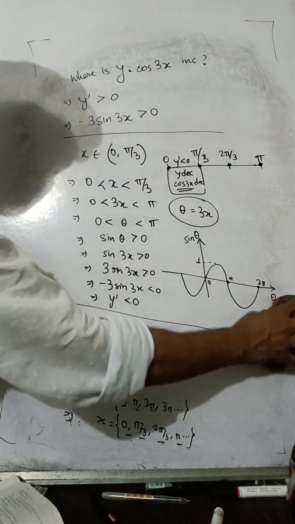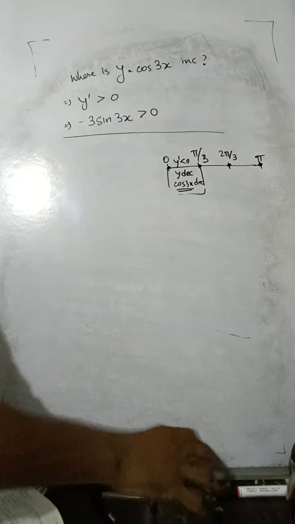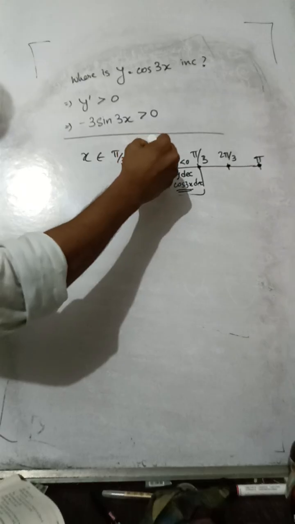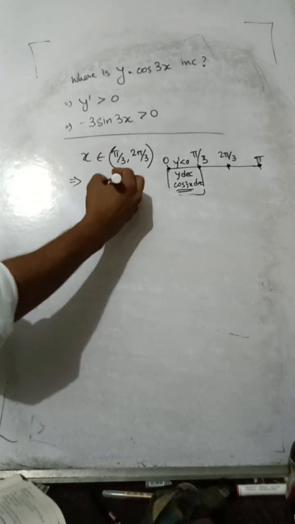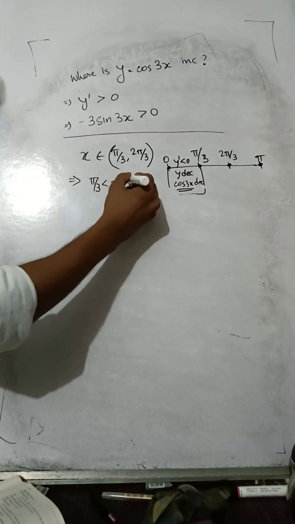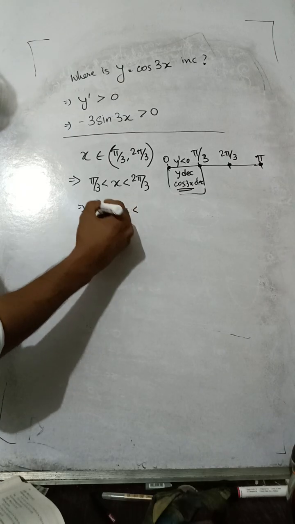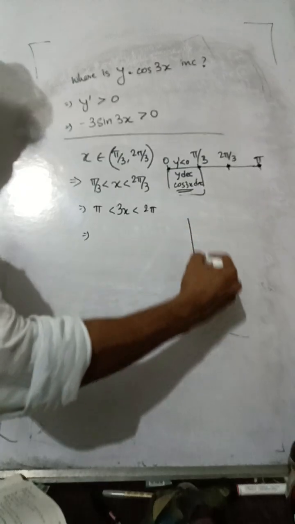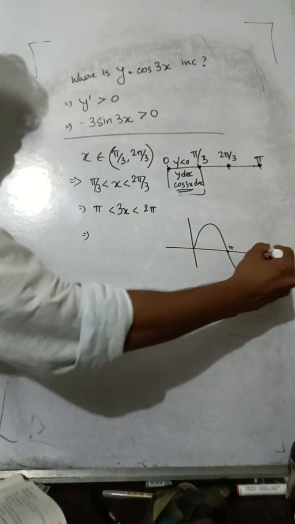Now let us move into the next region, that is pi by 3 to 2 pi by 3. So when x belongs to pi by 3 to 2 pi by 3, what is happening? Let's see. In this region, x is between pi by 3 and 2 pi by 3. So 3x, let us multiply by 3, is between pi and 2 pi. So how will sine 3x behave?